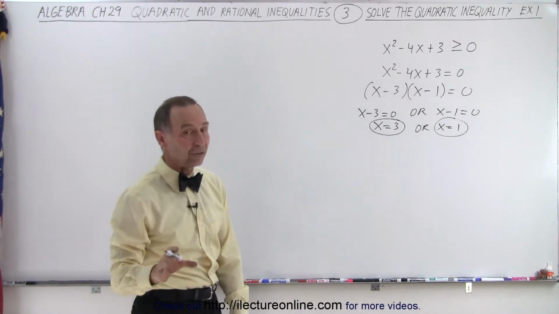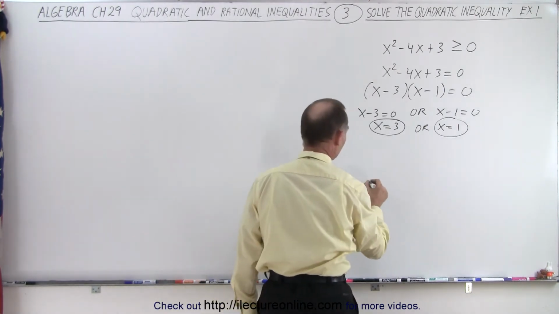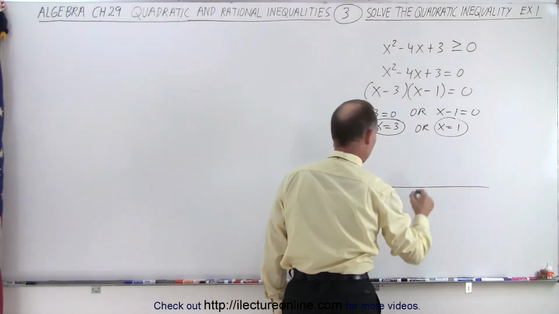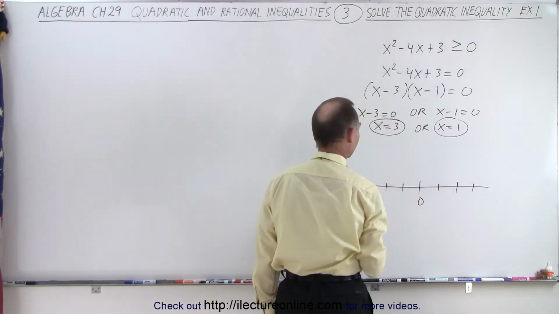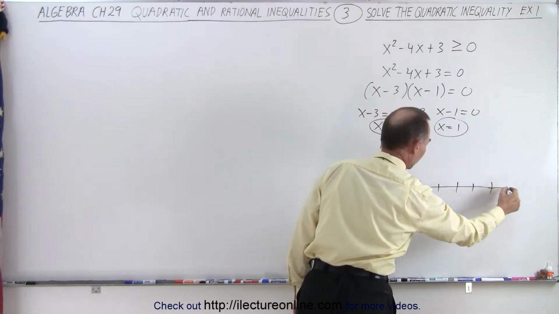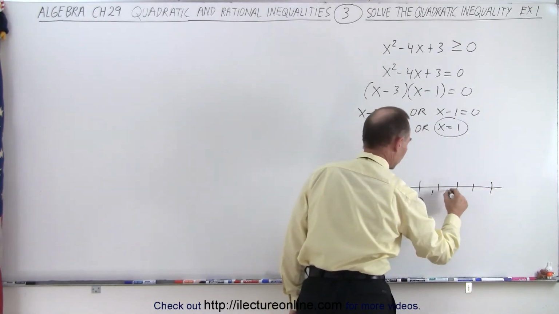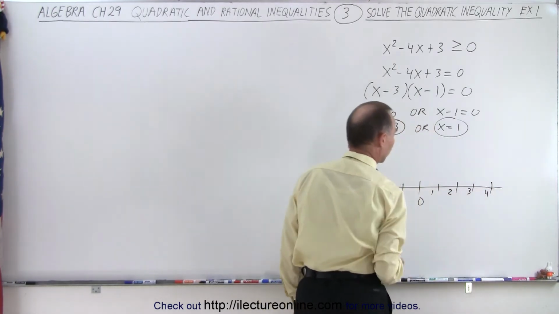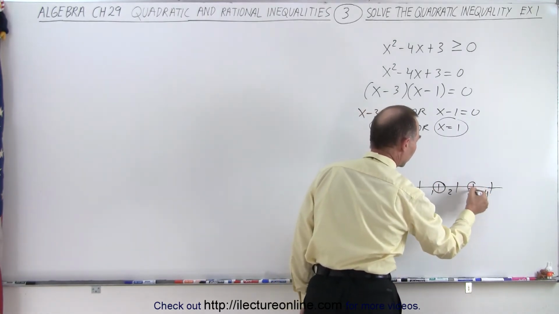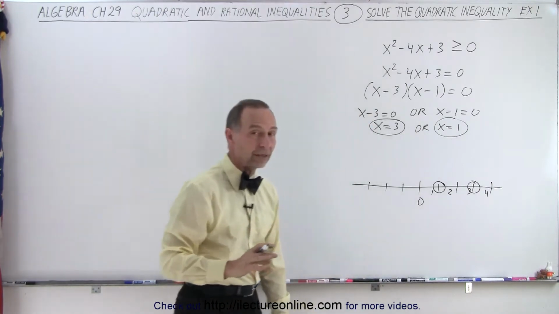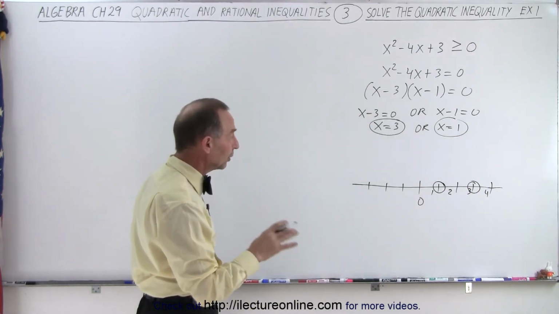So let's now place those on the number line. So here's the number line. Here's 0, 1, 2, 3, negative 1, negative 2, negative 3. Let's make it a 4 as well. Okay, so we have 1, 2, 3, and 4. And notice that the two critical points are 1 and 3. And notice I draw open circles around them because I don't know yet if they're included in the solution.